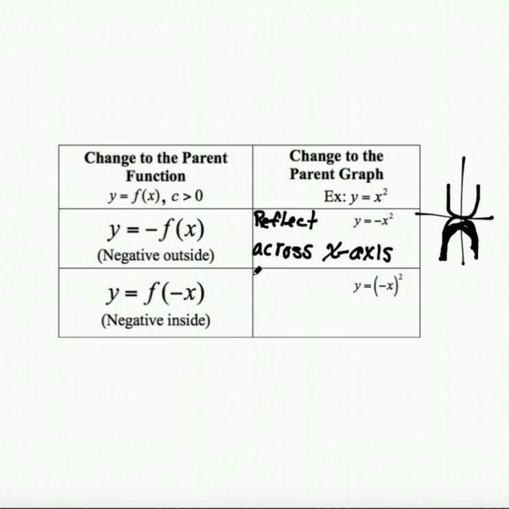So again, you can guess the next one when we have a negative on the inside. My example over here is y equals the quantity negative x squared. When that negative is on the inside, it's going to be a reflection across the y-axis.